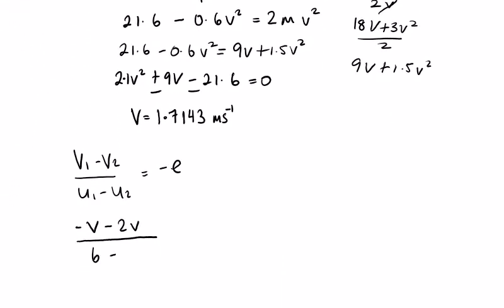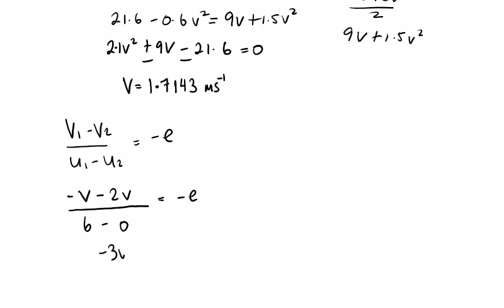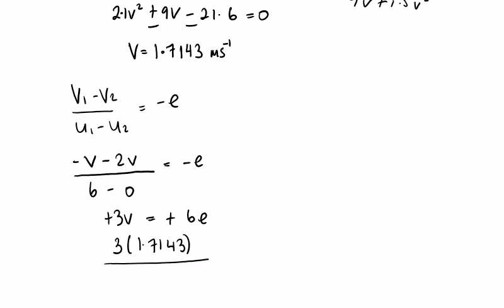So we had minus 3v over 6 minus 0 is equal to minus e. So minus 3v equals minus 6e. 3v is 6e, and what did we get for v? 1.7143 divided by 6 will give me e, which gives me a value of 0.857. E is equal to 0.857. That was all we were asking in part A.